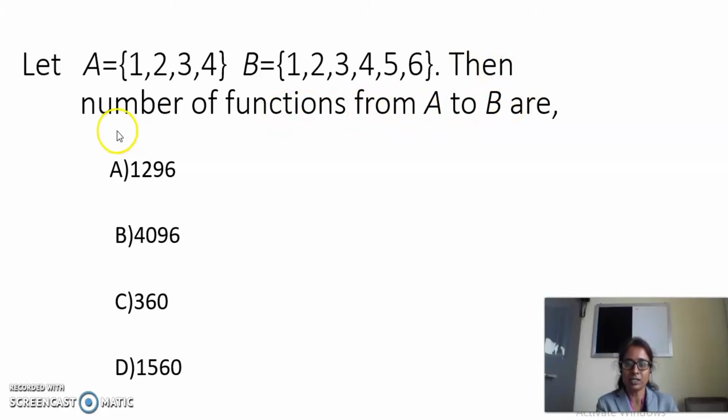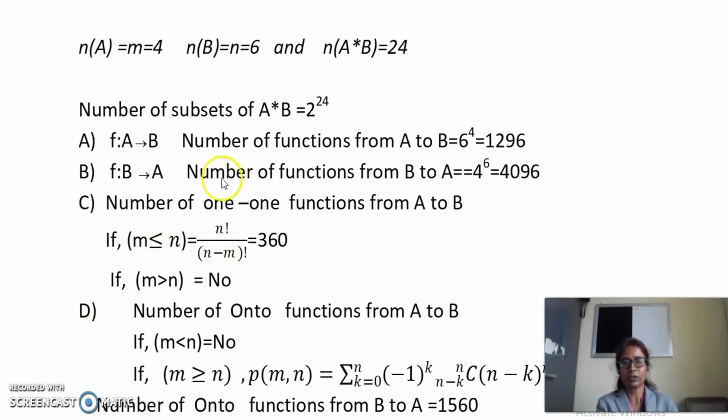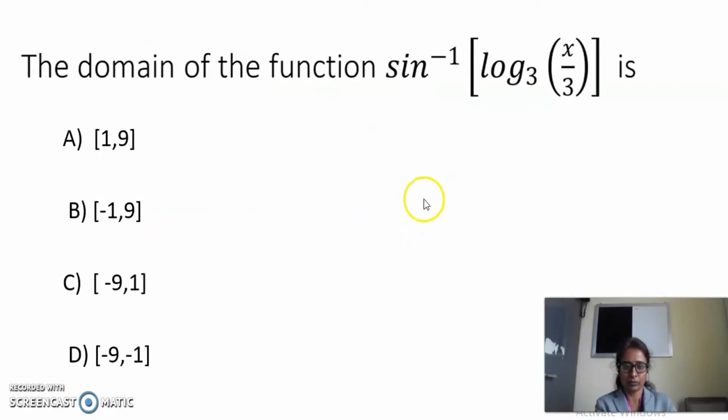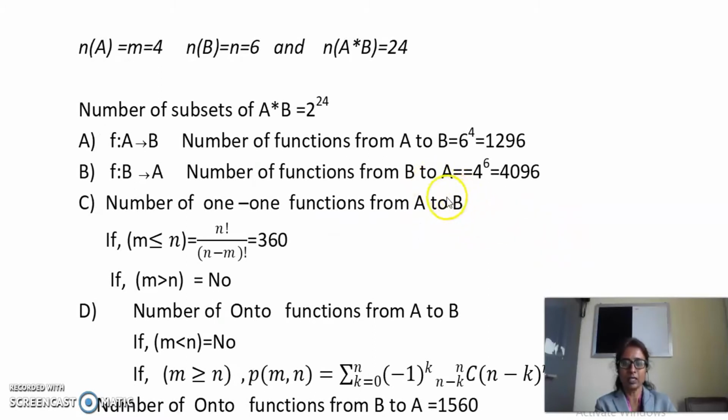What if the question asks for the number of one-one functions from A to B? So what is the formula? Number of functions from A to B, taking A as domain and B as codomain. The definition says if m is less than or equal to n, that is, the number of elements in the domain is less than or equal to the number of elements in the codomain, then the number of one-one functions defined is n factorial by (n minus m) factorial.